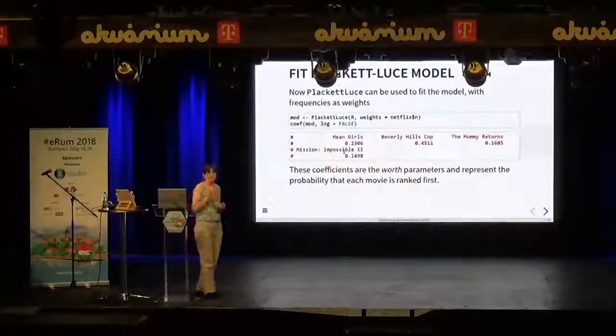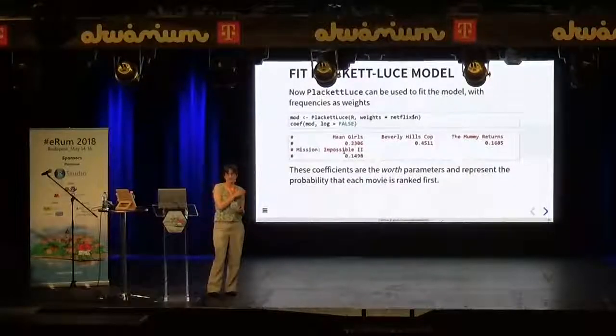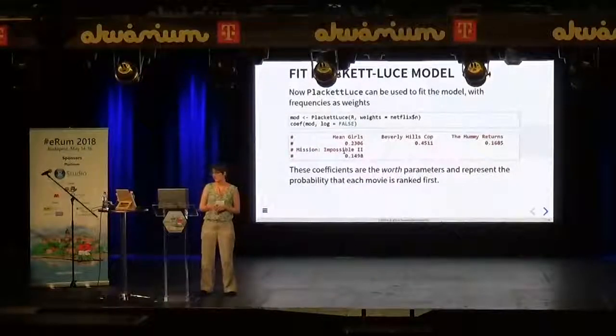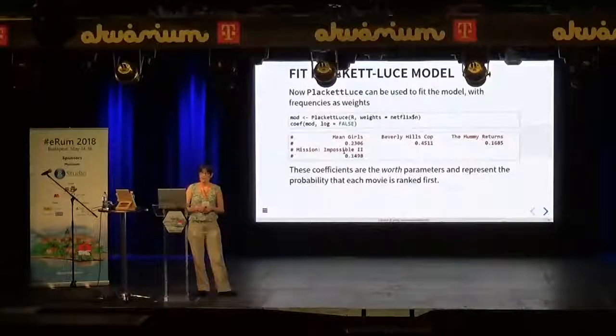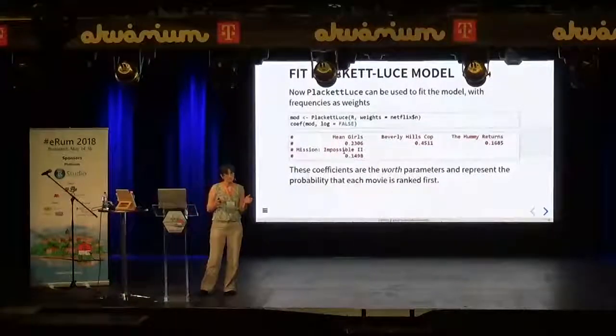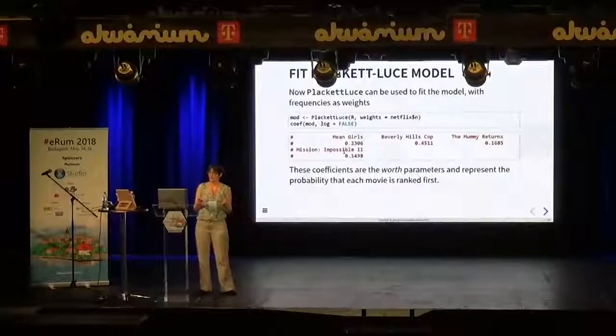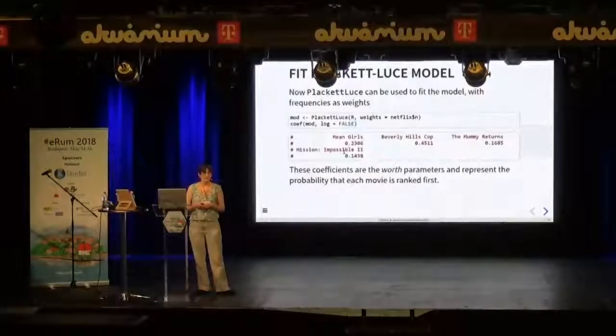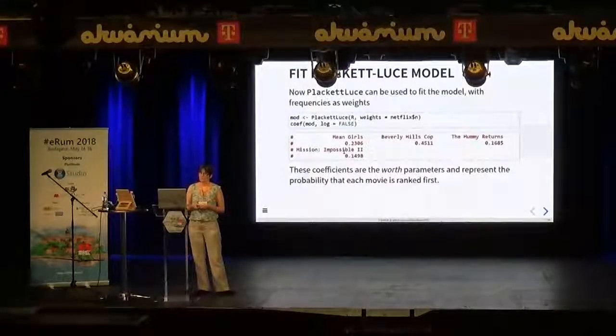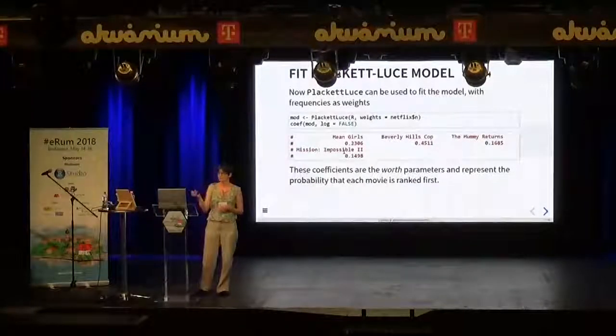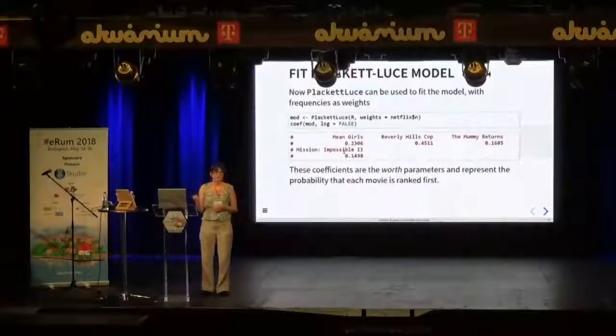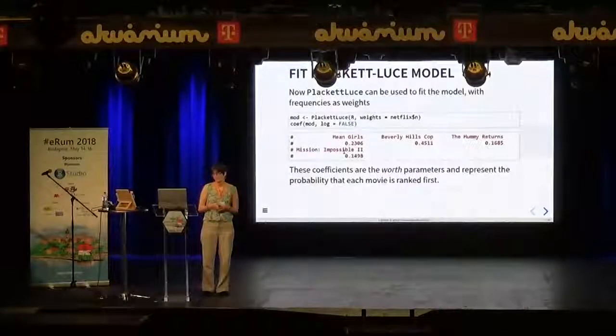And these are the worth parameters that we had in the model formulae a few slides ago. In particular, they're constrained to sum to 1, so they can be directly interpreted as the probability that a particular movie is ranked first. So we can look at these movies and say there's a probability of 0.45 that Beverly Hills Cop will be ranked first.